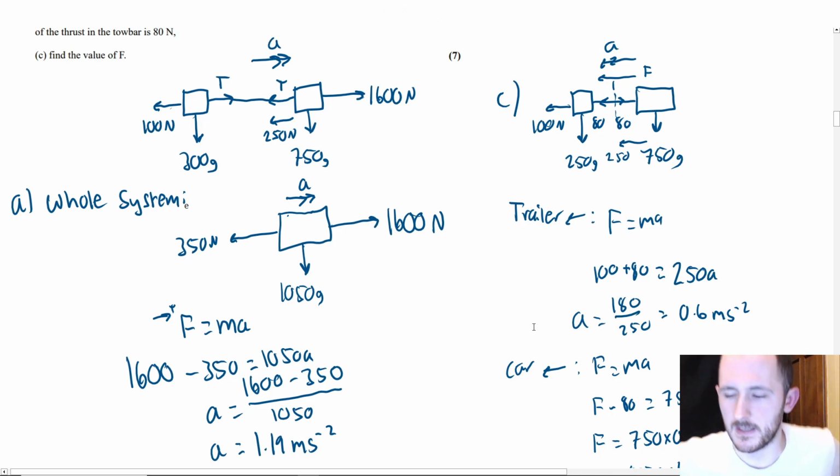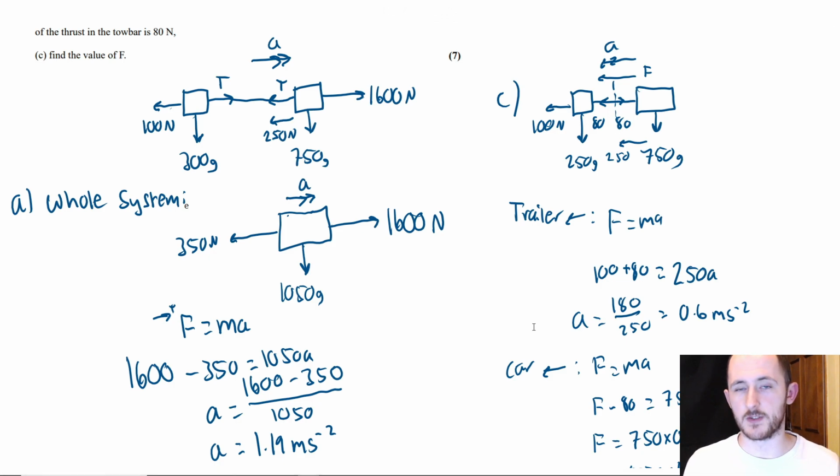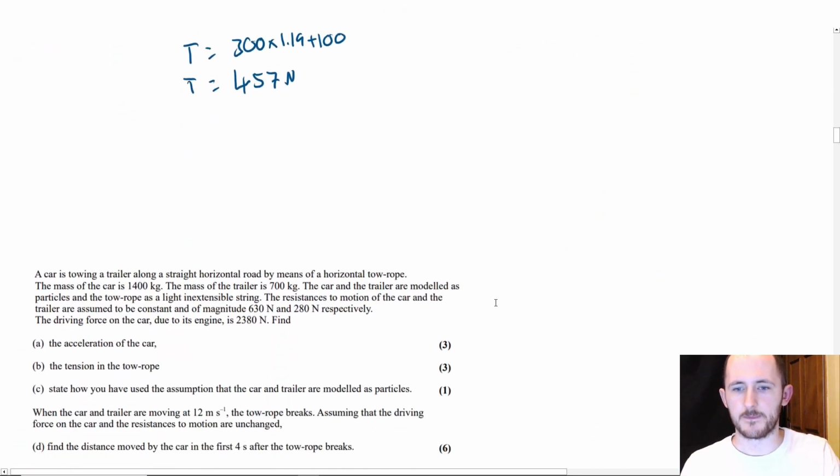The great thing about mechanics is that, well, not the great thing. In a lot of mechanics questions, you get simultaneous equations. So if you get a simultaneous equation, you shouldn't be surprised and you shouldn't worry about it. It's always going to happen, and you can always work something out from it.